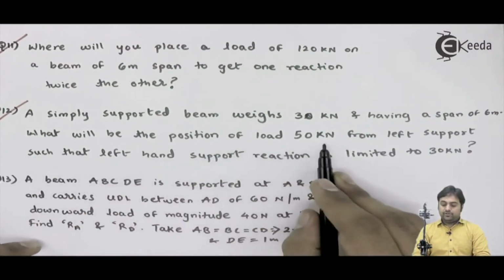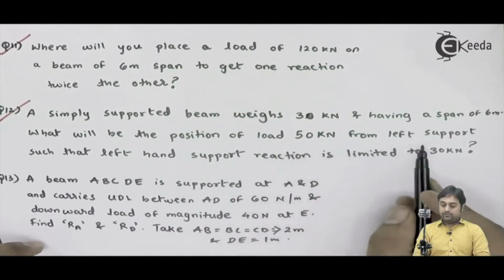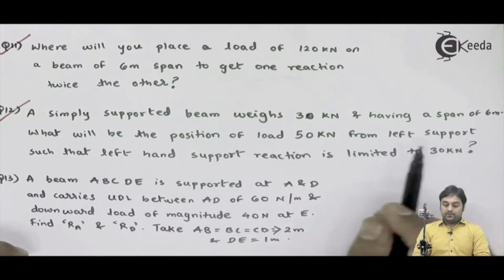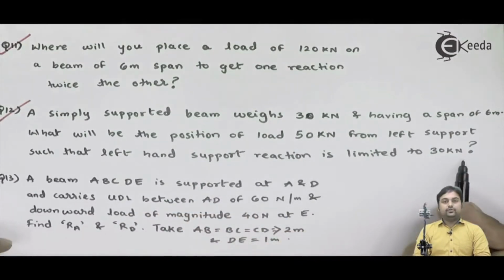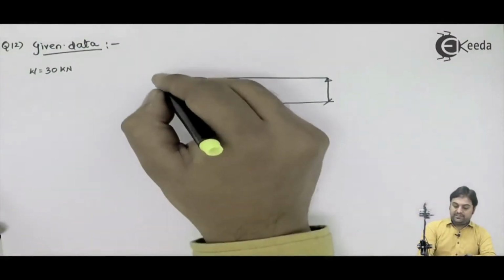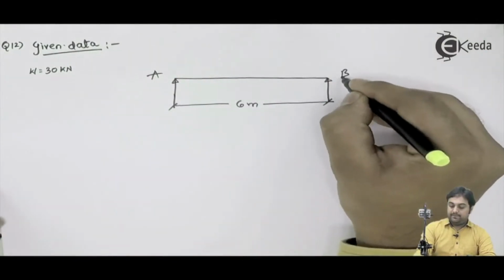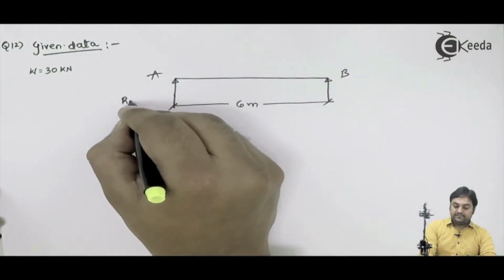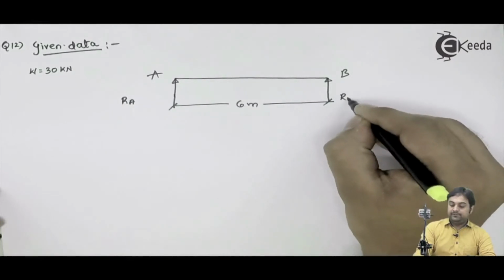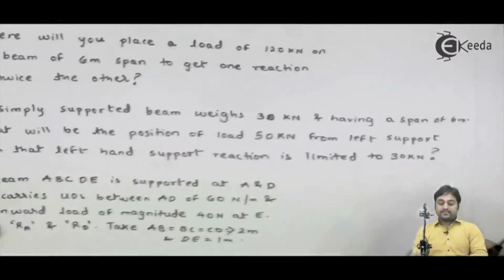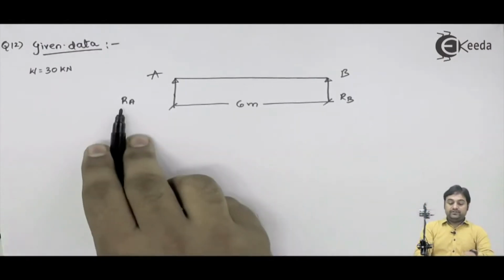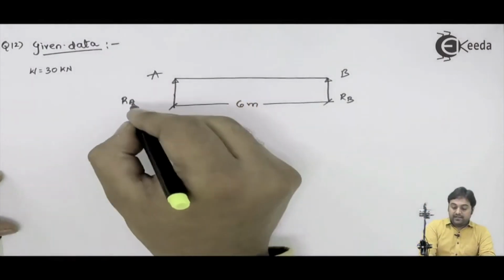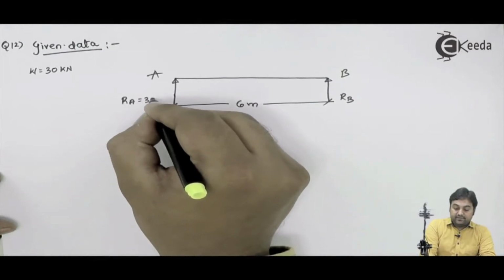What will be the position of load 50 kilonewton from left support such that the left hand support reaction is limited to 30 kilonewton? So if I say this is beam AB, here I'll call it as RA, RB. Left hand support reaction is given. It is 30 kilonewton. So left hand support reaction is RA. I'll say that RA is 30 kilonewton.